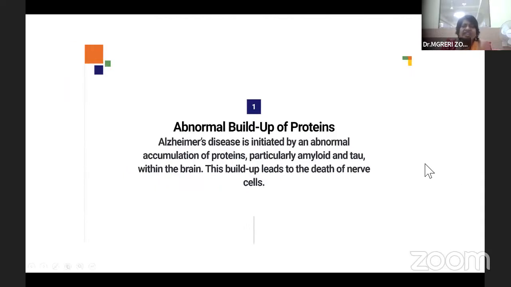So a lot of things happen to a person who suffers from Alzheimer's disease. Why is Alzheimer's disease caused? Scientists say it is initiated by an abnormal accumulation of proteins, particularly amyloid and tau protein, within the brain. So why does this abnormal protein accumulation happen?